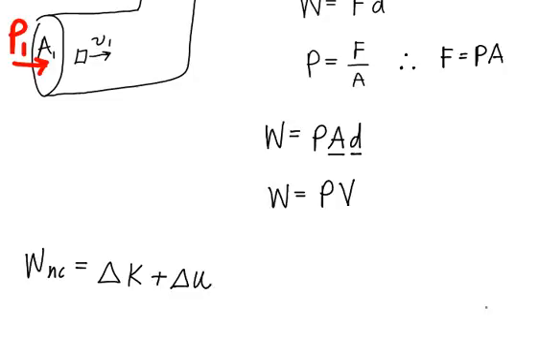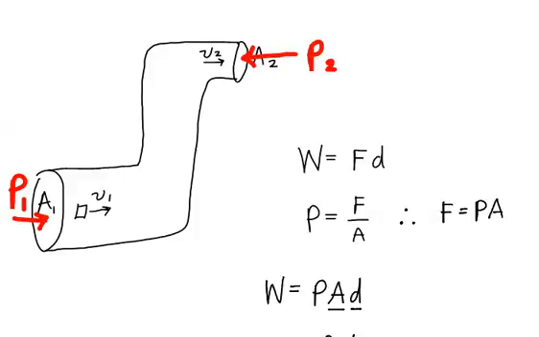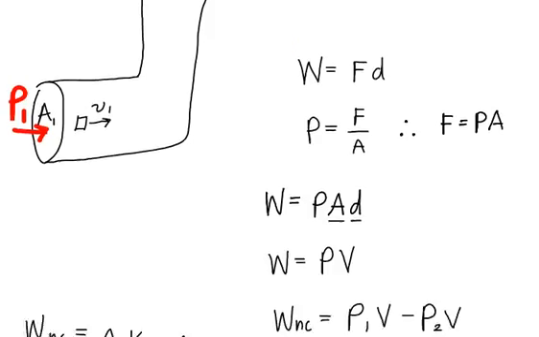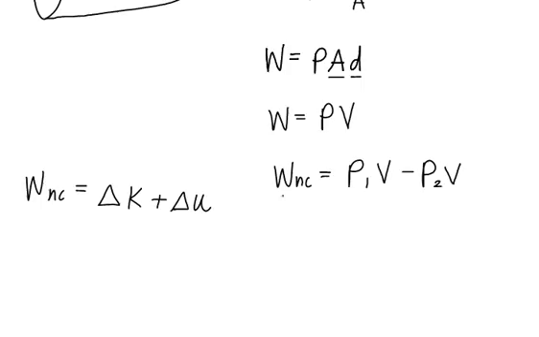Now we've got two pressures, so the total work done by our non-conservative pressure would be P1 times V plus a negative P2 times V, because pressure 2 at the top of the pipe up here was pointing to the left and it has a direction. So that would give us the total work done by the non-conservative pressure force.